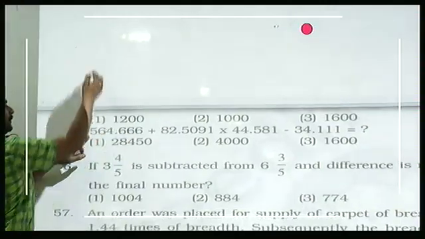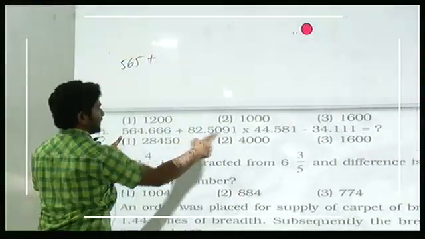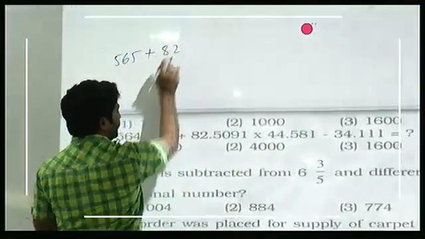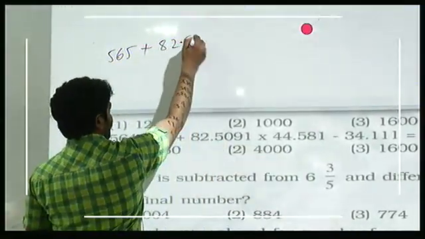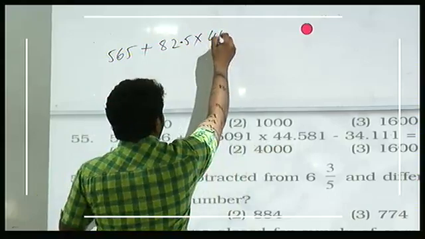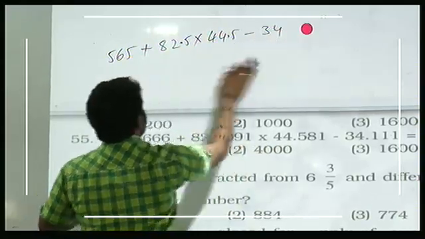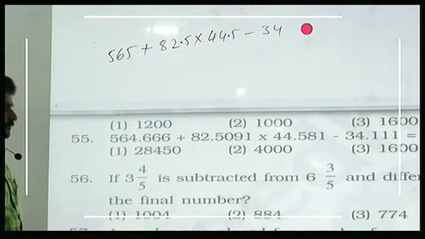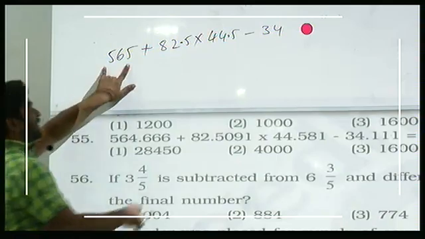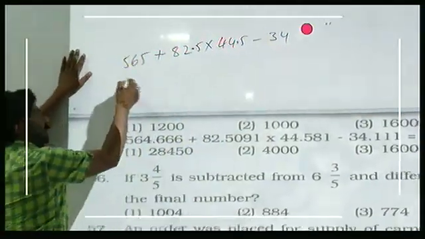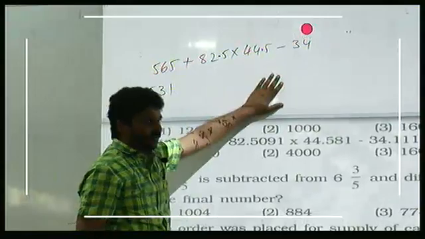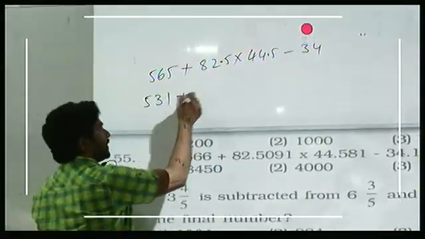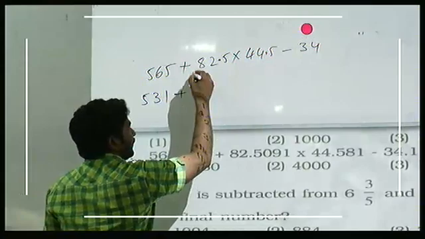What is the approximate value? 565 plus 82.5 into 44.5 minus 34. 565 minus 34, how much is that? 531. Plus to this number you need to add this value. Yes?